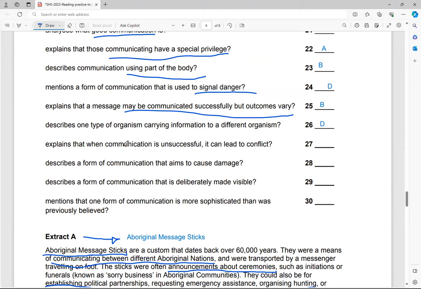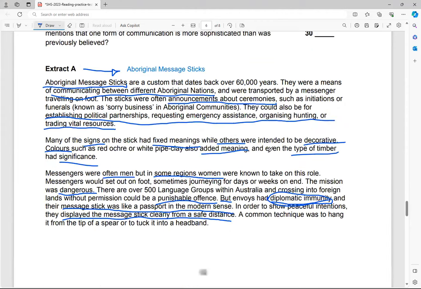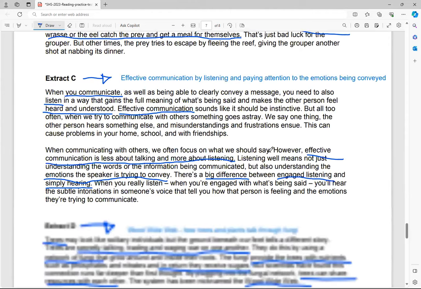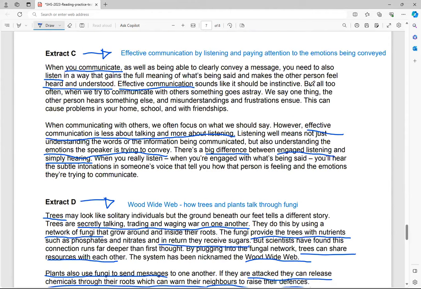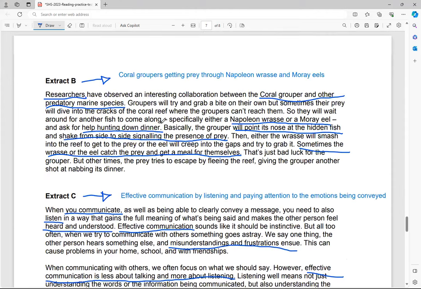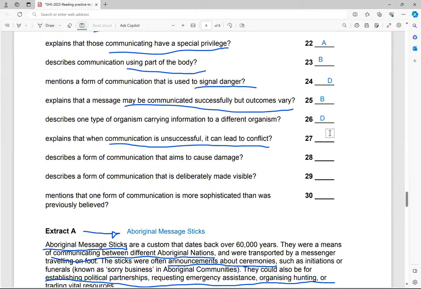Which extract explains that when communication is unsuccessful, it can lead to conflict? When we think back to the extracts, we can see here, we say one thing, the other person hears something, and misunderstandings and frustrations ensue. This can cause problems in your home, school, and with friendships. And that's why the answer is Extract C.